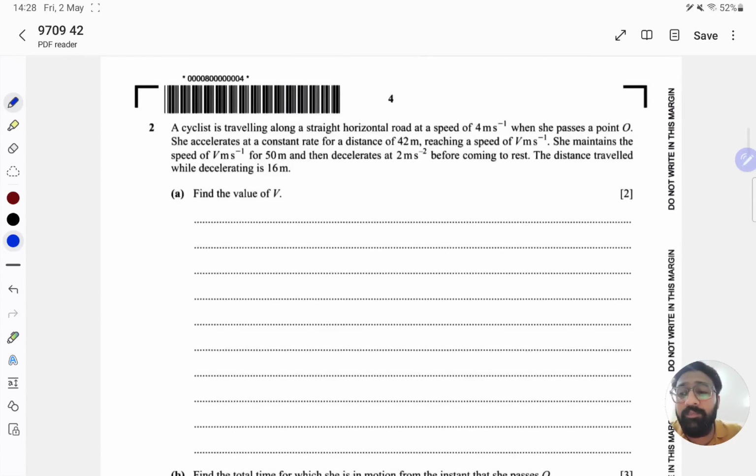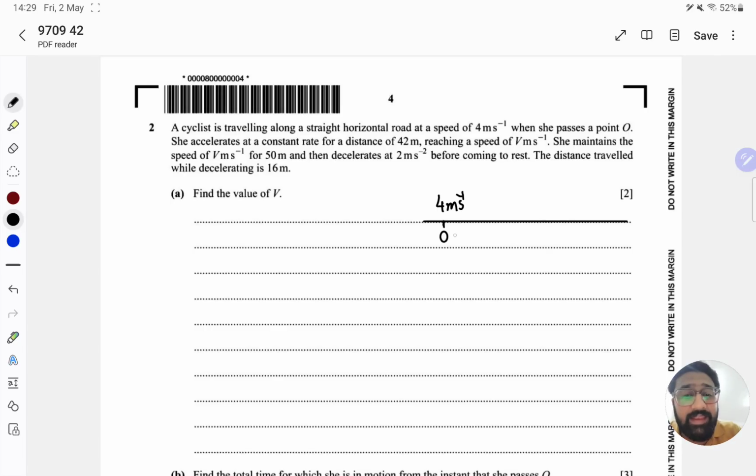Let's move to question number 2. Question number 2 says that a cyclist is traveling along a straight horizontal road. So there is a horizontal road, and on it there is a cyclist traveling with a speed of 4 meters per second when she passes a point O. If this is the point O, the speed at this place is 4 meters per second. She accelerates at a constant rate for a distance of 42 meters.